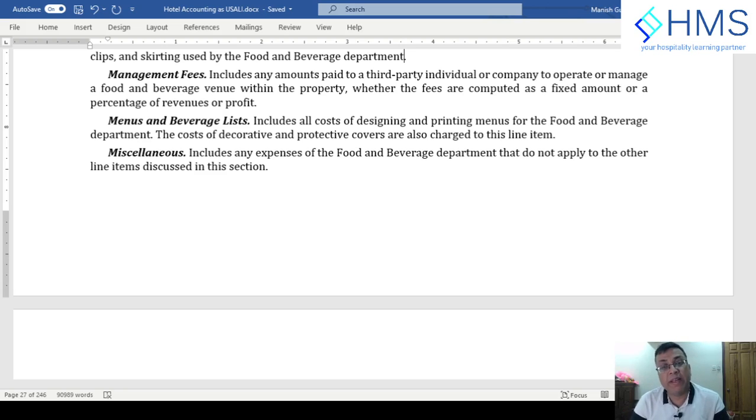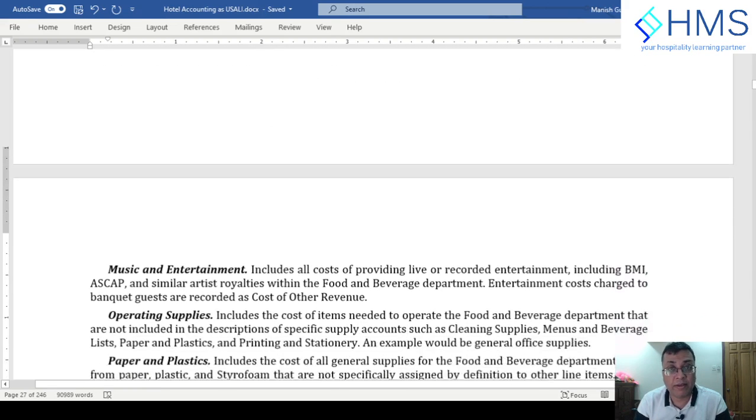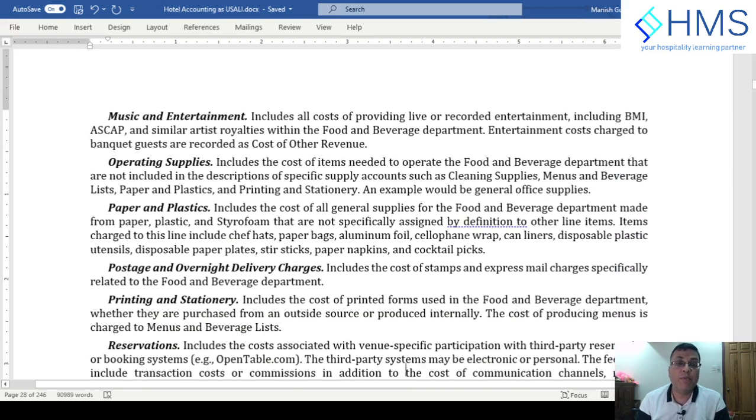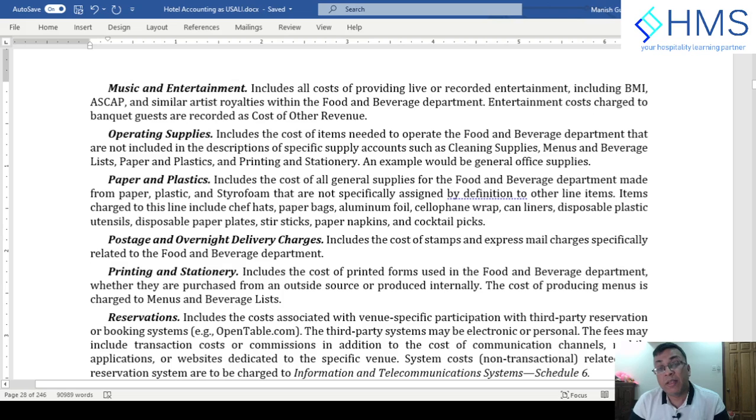Then you have miscellaneous item: any other line item which is not going to any specific line that we are going to discuss will go there. Then you have music and entertainment. Usually the hotels and restaurants have music. It can be live music, piped in music, recorded music, or any other music for which you may have to pay royalty to a third company. So that cost will be charged to this line item, music and entertainment. If the music and entertainment is given as a function to the banquet, then it will be charged to the cost of other revenue when you have charged it to the banquet guest. But if you have not charged, then the cost will come to banquet music and entertainment.